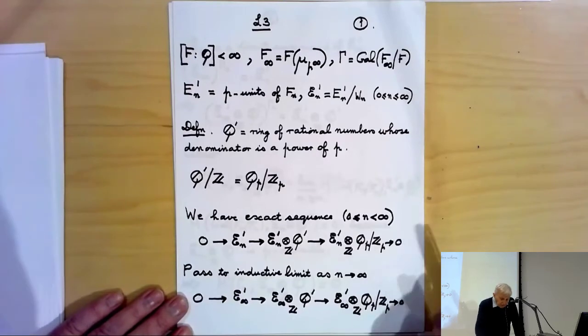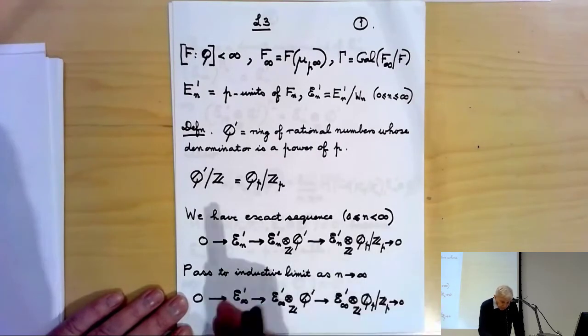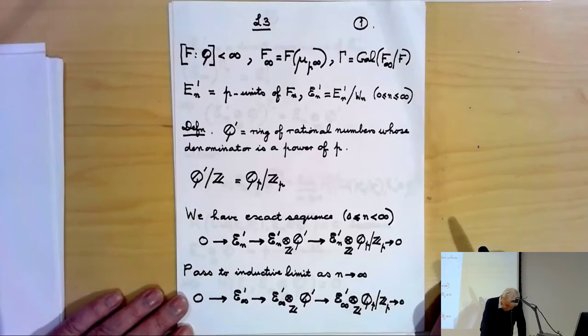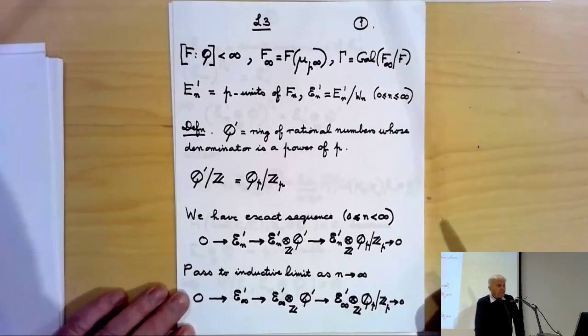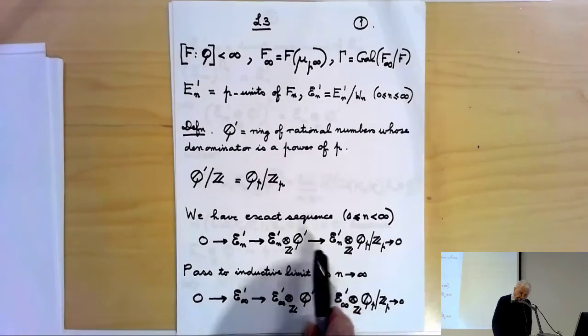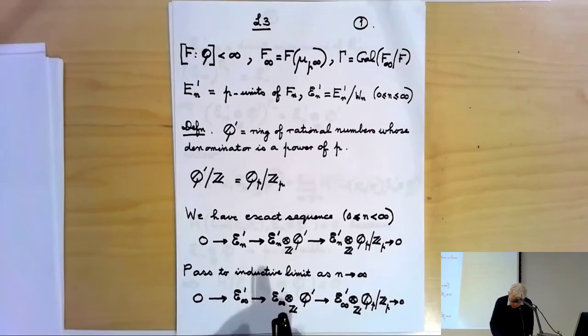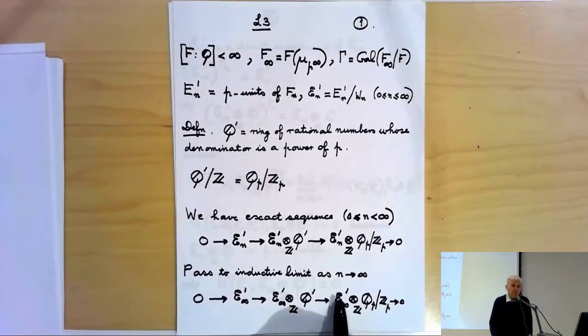So we have this obvious exact sequence here. It's exact because it's a free, finitely generated free abelian group. And we have that for every finite n, and then you just take the inductive limit over all n, and so you get now the sequence E infinity prime goes to E infinity prime tensor Q prime, and then the quotient is E infinity prime tensor Q_p mod Z_p.